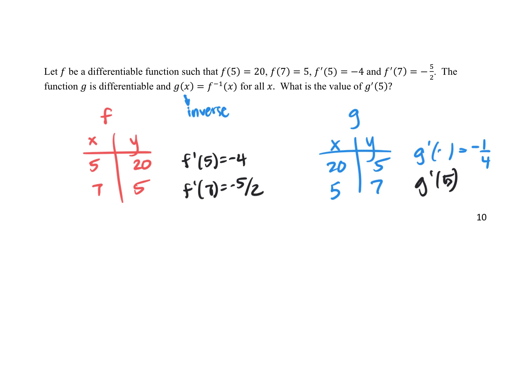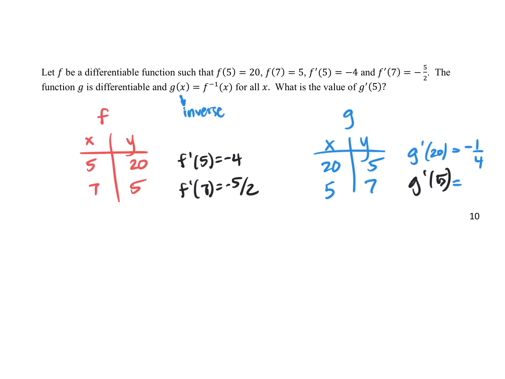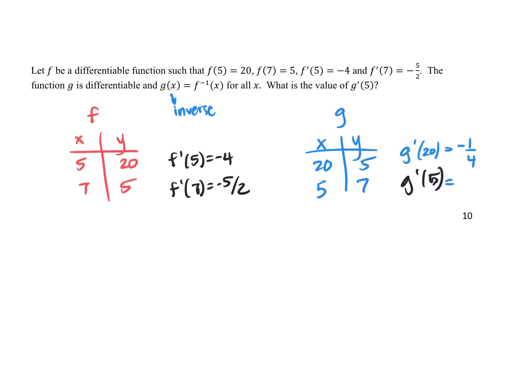Someone just said 20? Because again, my x and my y's have to flip. Did they ask for g prime of 20? No, they asked for g prime of 5. So if they're asking for g prime of 5, I gotta go see where y was 5 on my function. Go find that derivative and take the inverse reciprocal there. That's tricky, isn't it? That's what I think is the hardest part. So what would we say my final answer is? Yes. Boom.